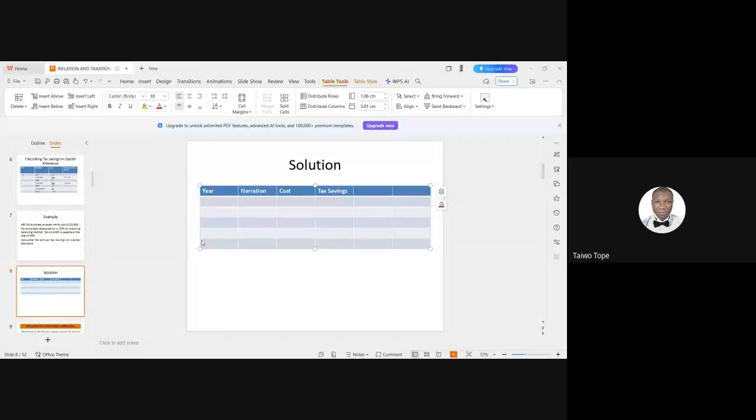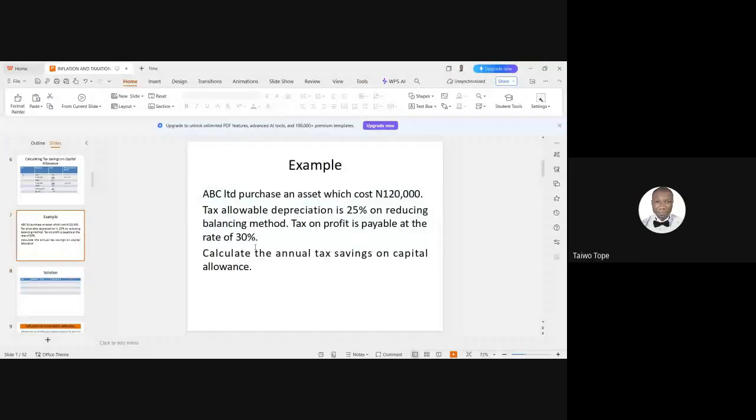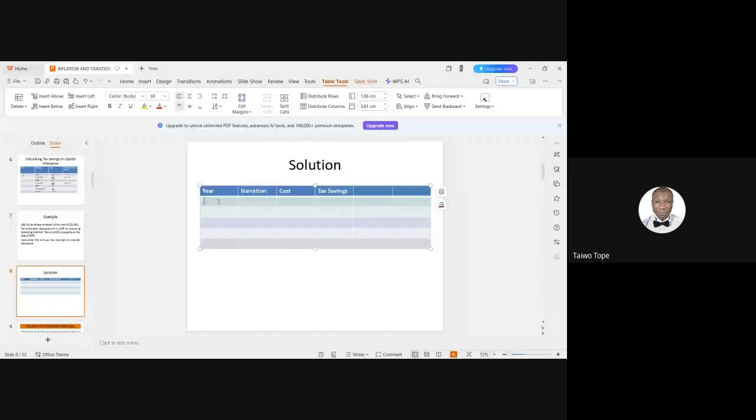So in the first year, what will be our capital allowance, based on the question? 30,000. Fine, 30,000. Then what will be your tax savings? 9,000. As simple as that. I'm lost, sir. I'm not yet showing it, we're just doing it orally. So this is it at year 1. You shouldn't be lost after I showed it.